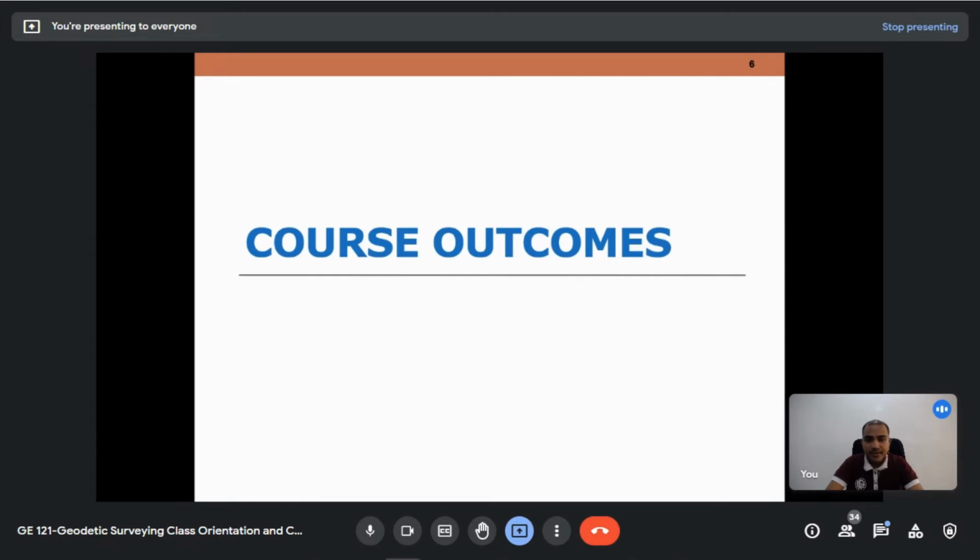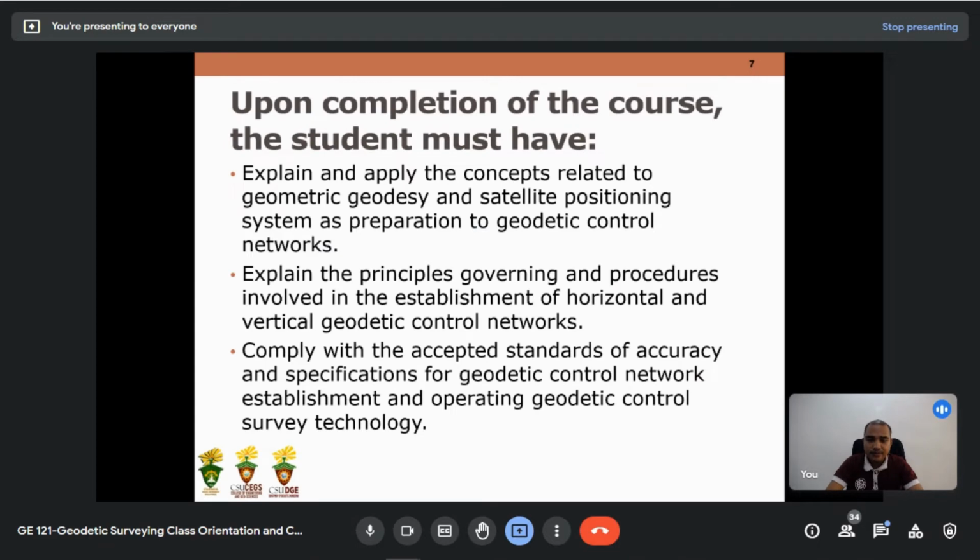For the course outcomes, these are the expected outcomes when you complete this course. First is to explain and apply the concepts related to geometric geodesy and satellite positioning systems as preparation for geodetic control networks. So your fundamental knowledge in this course is geodesy, specifically geometric geodesy, which is more on horizontal positioning, and satellite positioning, or what we call satellite geodesy.